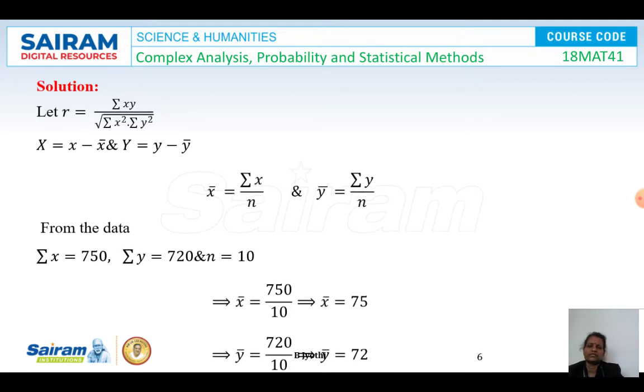The solution: R is equal to summation XY divided by root of summation X square into summation Y square, where capital X is given by x minus x bar and capital Y is given by y minus y bar, and x bar is sigma x by n and y bar is sigma y by n. From the data, sigma x is 750 and sigma y is 720, and n is the number of data points we have taken, that is 10. So x bar is 750 divided by 10, which gives us 75, and y bar is 720 divided by 10, that is 72.